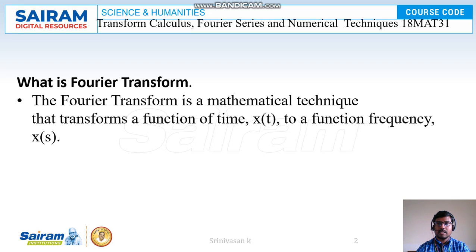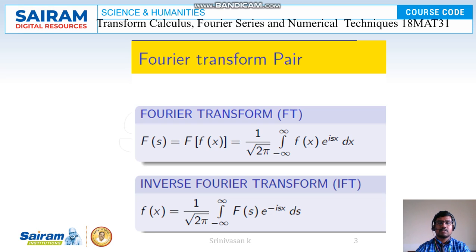Now we will discuss the formula for the Fourier transform and inverse Fourier transform. The first formula is the Fourier transform. What is the Fourier transform formula? Capital F of s equals capital F of f(x), meaning the Fourier transform of f(x), which is equal to 1 divided by root 2 pi, integral from minus infinity to plus infinity of f(x) e power isx dx.